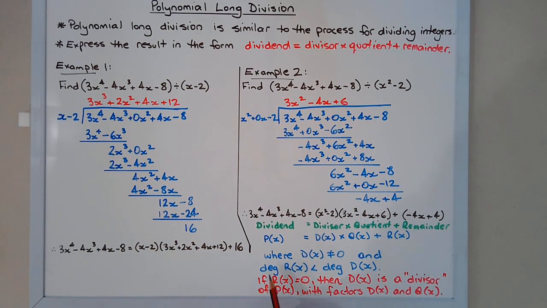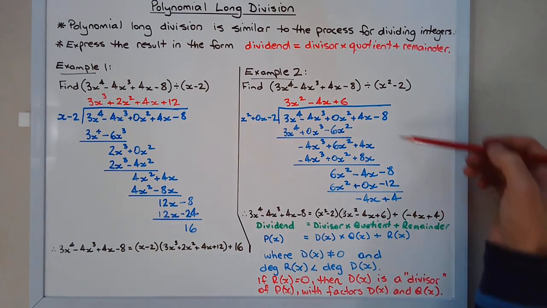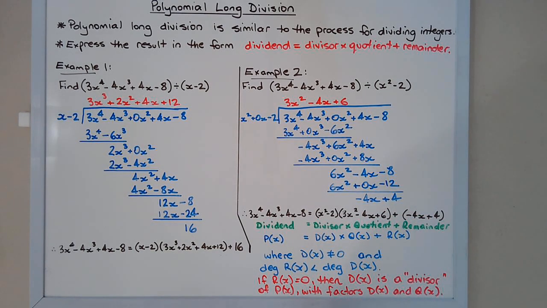And also the degree of the remainder has to be less than the degree of the divisor. It doesn't make sense for the remainder to have a higher degree or even an equal degree to the divisor. If that's the case, you haven't completed the long division process to its end. There's still another step to go if you haven't finished it.